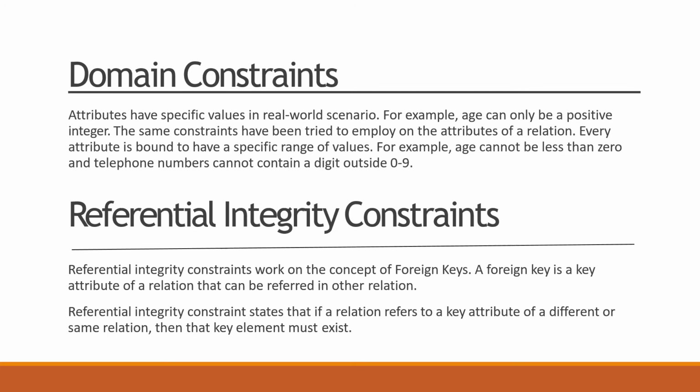So here we have two constraints, domain constraints and referential integrity constraint. Domain constraint states that attributes have specific values in real world scenarios. For example, age can only be a positive integer. The same constraint is employed on the attributes of a relation. Every attribute is bound to have a specific range of values. For example, age cannot be less than 0 and telephone numbers cannot contain a digit outside 0 to 9.